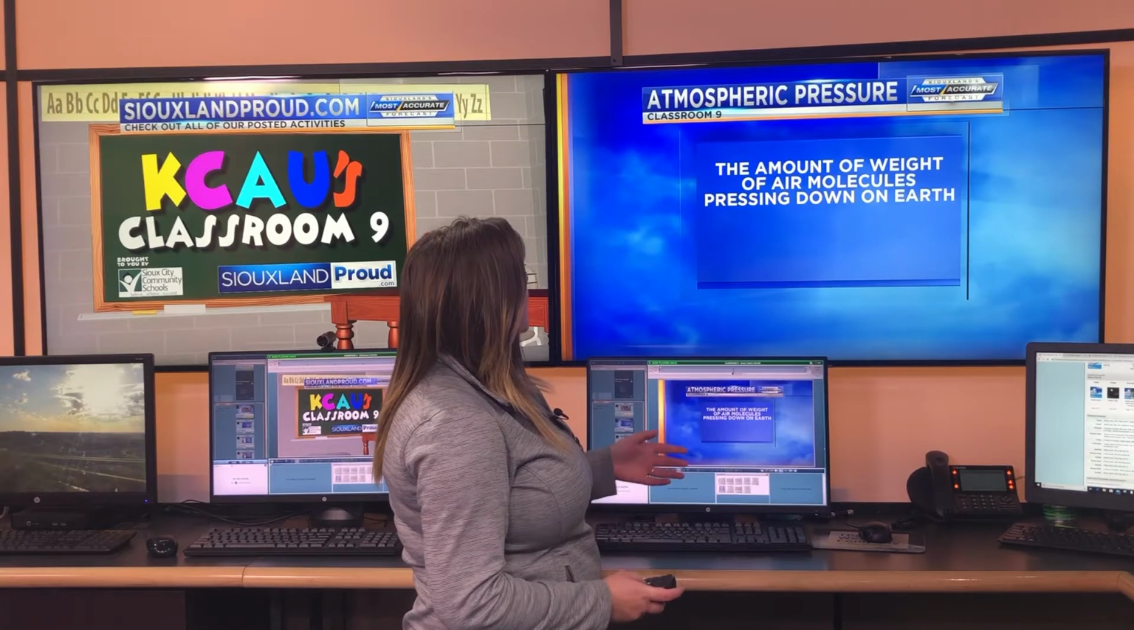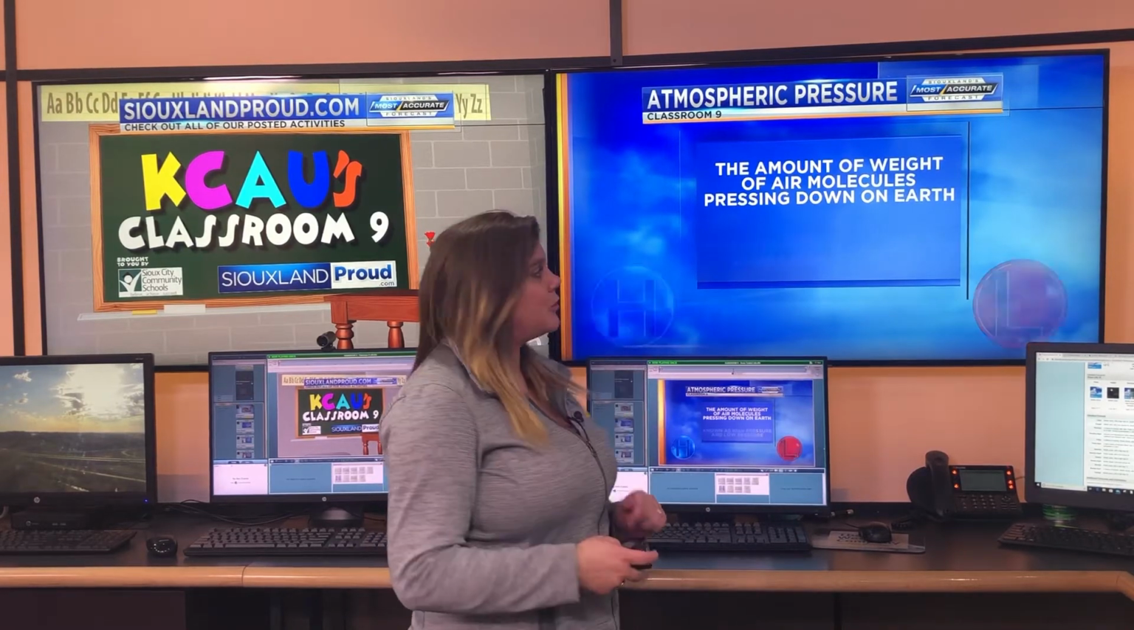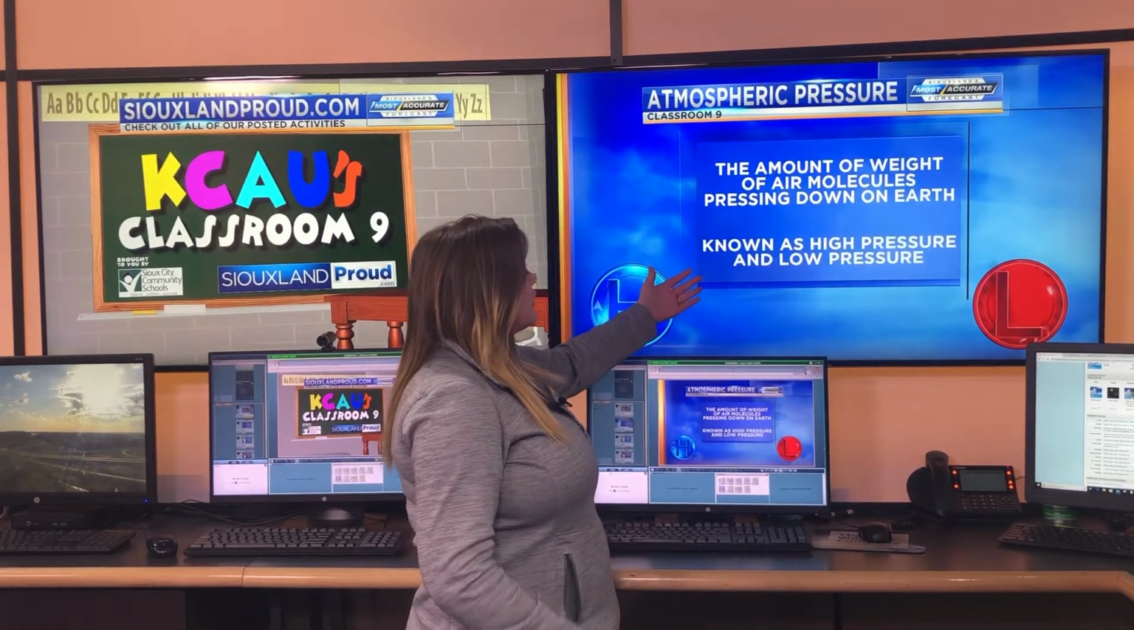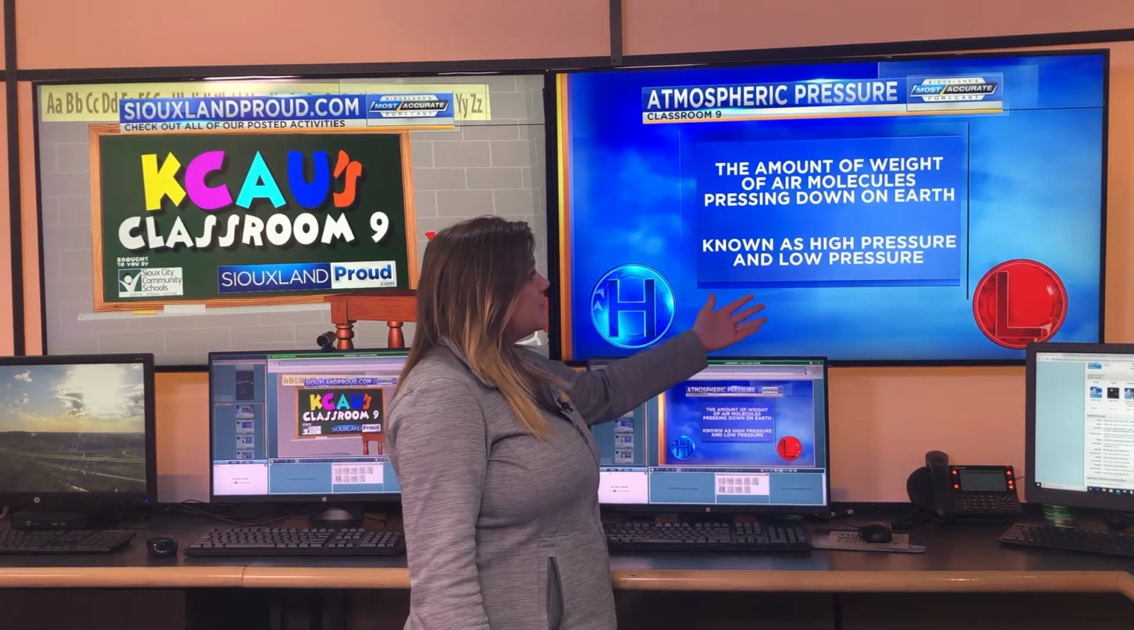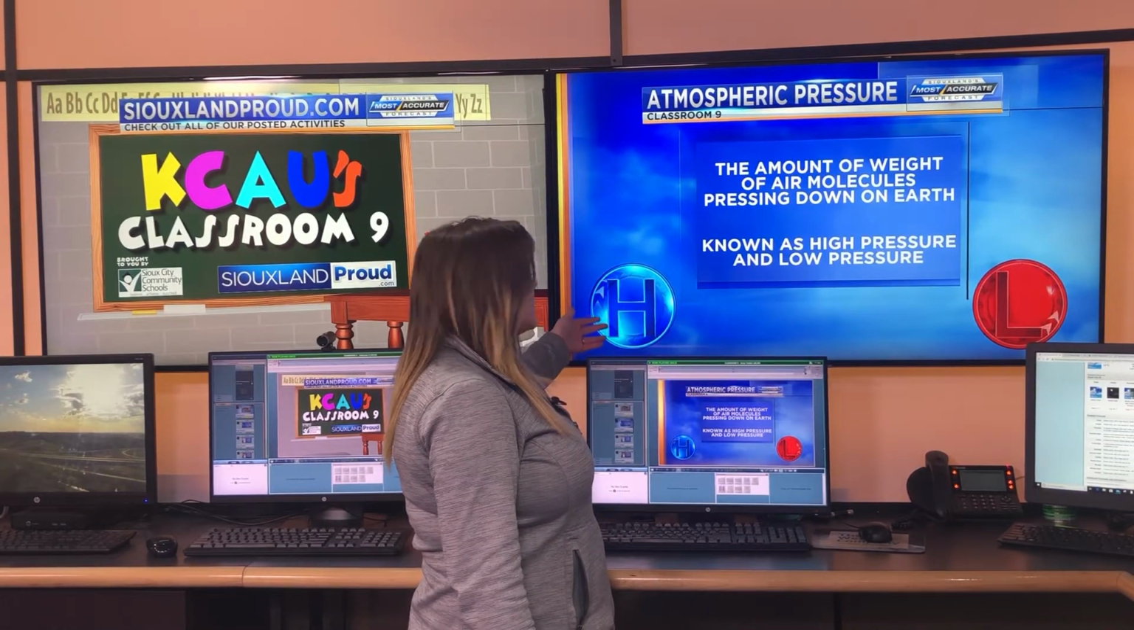about atmospheric pressure. Atmospheric pressure is the amount of weight of air molecules pressing down on the Earth. Now, you don't typically feel this pressure, but you can in a sense, and I will touch on that in just a moment. Atmospheric pressure is also known as high pressure and low pressure, and high pressure is always associated with a blue-colored H, while low pressure is always associated with a red-colored L.